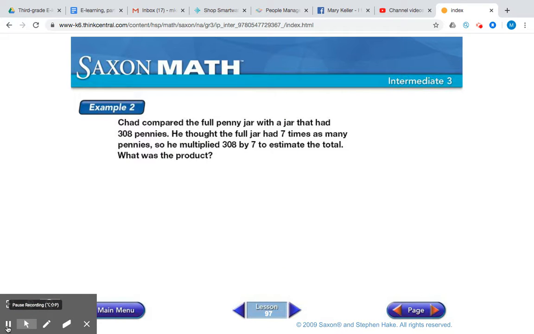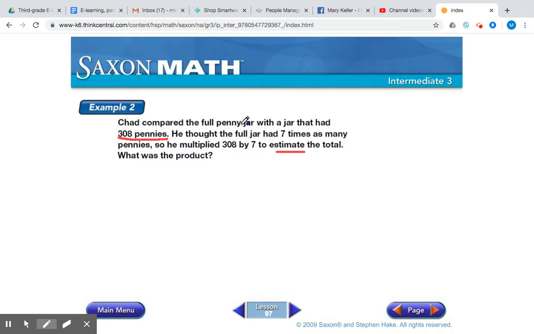Chad compared the full penny jar with a jar that had 308 pennies. He thought the full jar had 7 times as many pennies, so he multiplied 308 by 7 to estimate the total. What was the product? So, when they use the word estimate in this problem, he's saying he thinks that there's 308 pennies. So he knew one jar had 308 pennies.